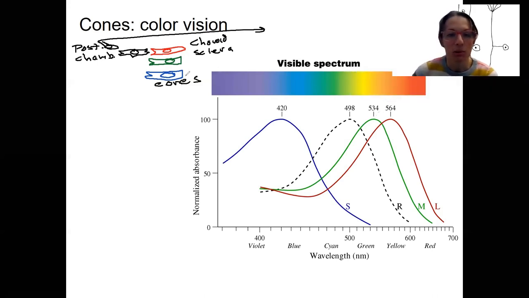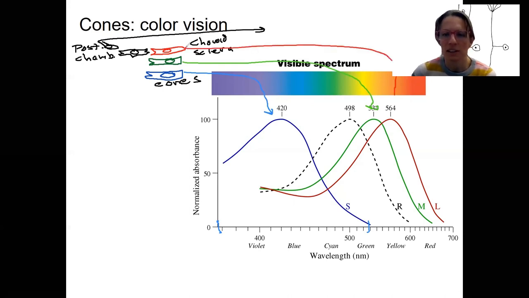So we've got our blue cones here. Those are going to be able to transduce wavelengths within what ends up being perceived as blue. That is electromagnetic energy within certain wavelengths. We see that as blue. Green is here, and red and green, you can see those overlap quite a bit. They're actually quite similar.